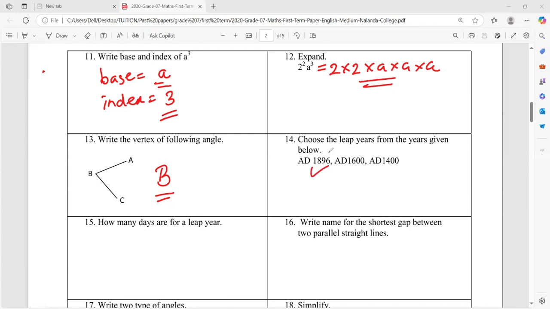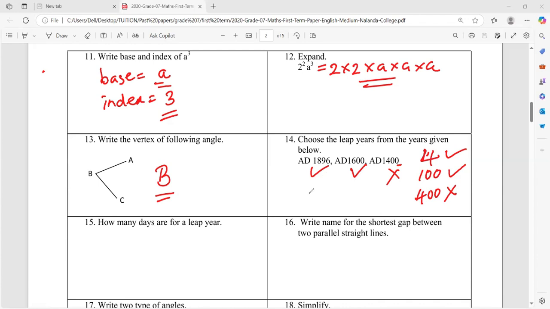1600 is divisible by 4 and also it is divisible by 100. Then if it is divisible by 100, we need to check its divisibility by 400. If it is not divisible by 400, and it is divisible by 100, then it is not a leap year, right? Now you see, it is divisible by 400, therefore it is a leap year. So 1400, it is divisible by 4, it is okay, and also divisible by 100, but divisible by 400 is not. Therefore, this is not a leap year, right?